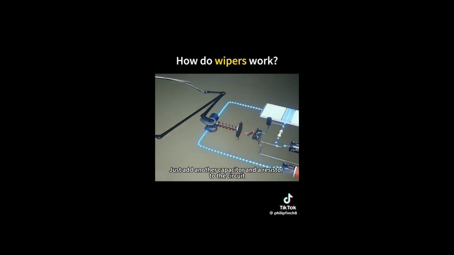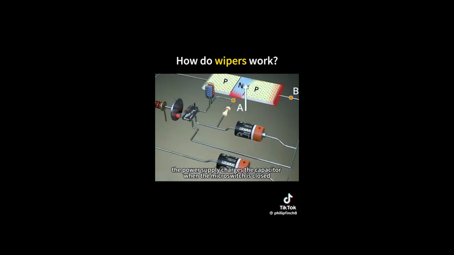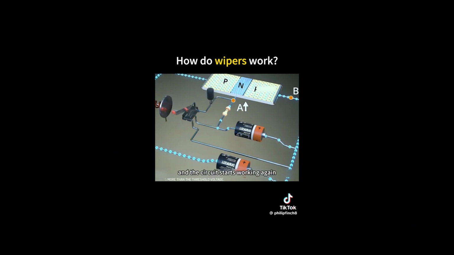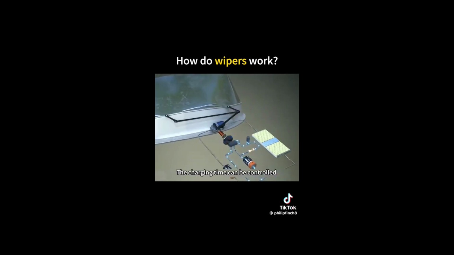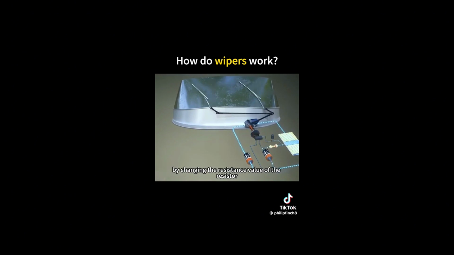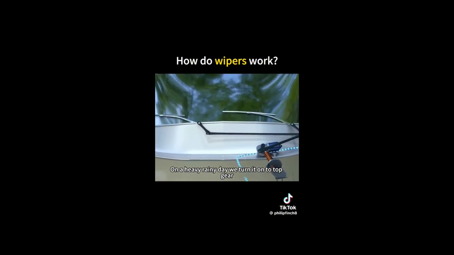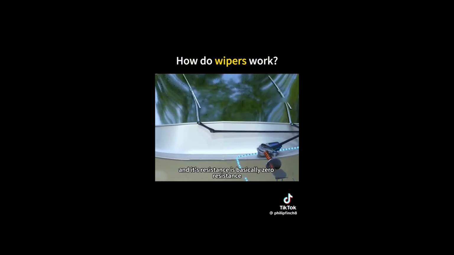Just add another capacitor and a resistor to the circuit. The power supply charges the capacitor when the microswitch is closed, and the capacitor fills up before the voltage at point A goes low again, the transistor conducts again, and the circuit starts working again. The charging time can be controlled by changing the resistance value of the resistor. The smaller the resistance, the shorter the charging time. On a heavy rainy day we turn it on to top gear and its resistance is basically zero resistance.